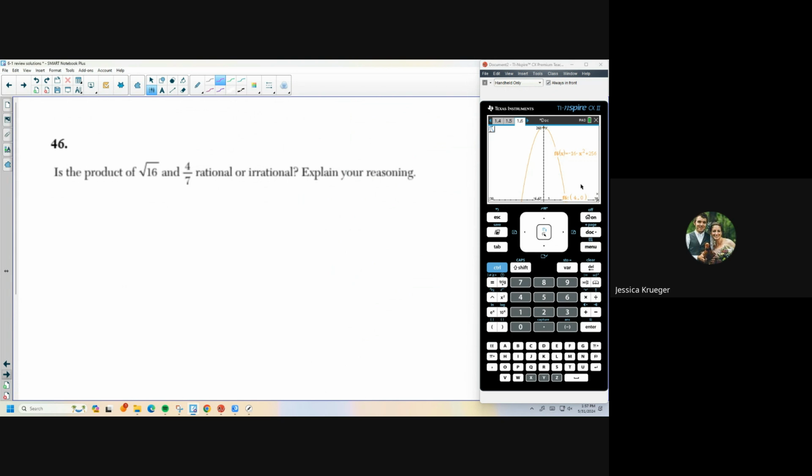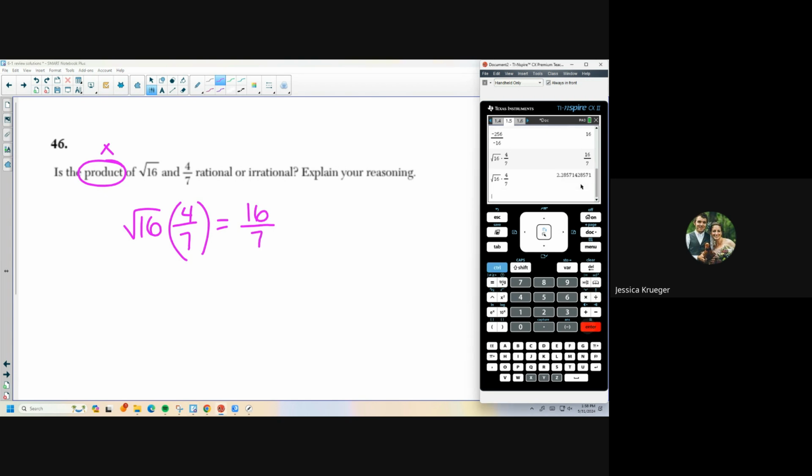Is the product, and you must know product means multiply, of radical 16 times 4/7 rational or irrational? Explain your answer. I'm going to multiply this right in the calculator. Square root of 16 times 4/7. And what I get is 16 over 7.